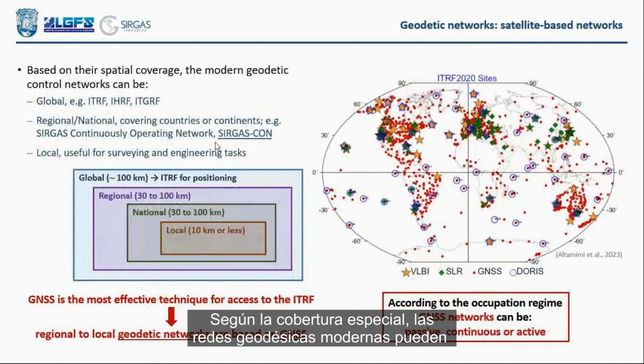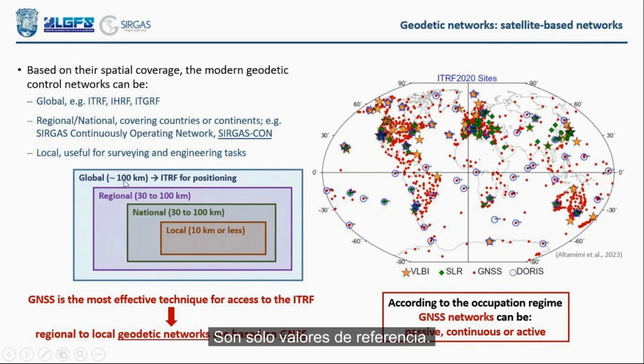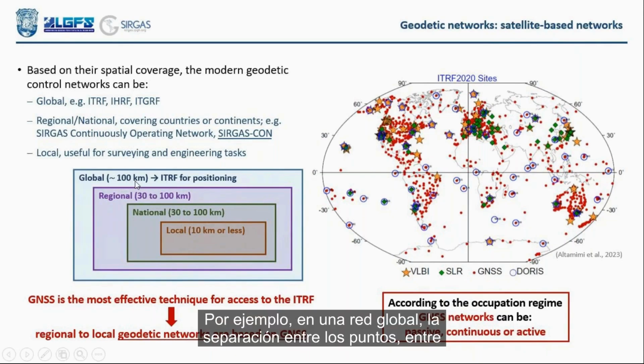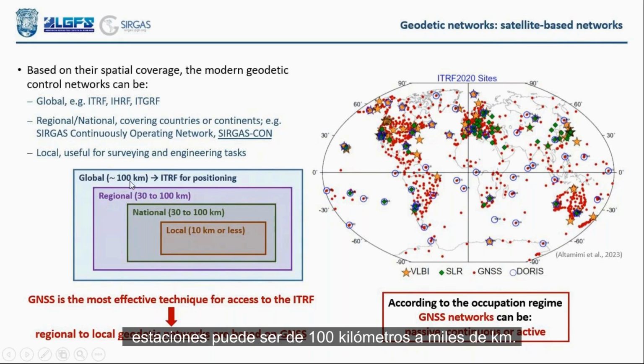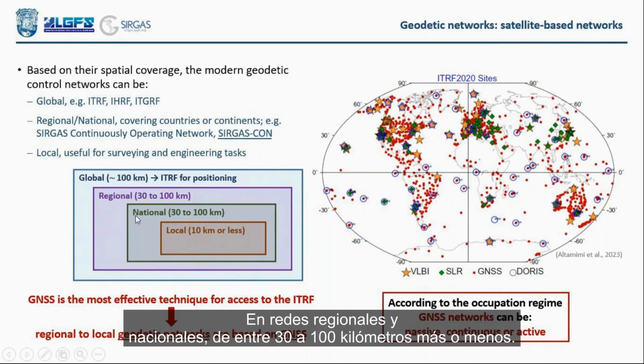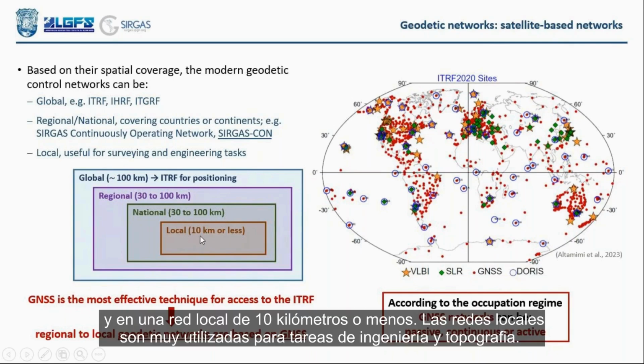Based on the spatial coverage, the modern geodetic network can be classified as global, regional or national, and local. Here in the picture, I try to illustrate the type of coverage. These are referential values only. For example, in a global network, the separation between the stations may be 100 kilometers. For regional and national, 30 to 100 kilometers, more or less, and for local ones, 10 kilometers or less. The local ones are networks useful for surveying and engineering tasks.